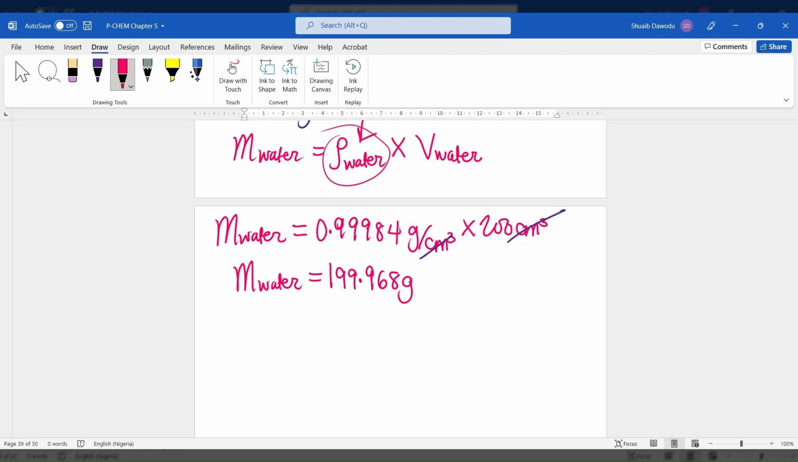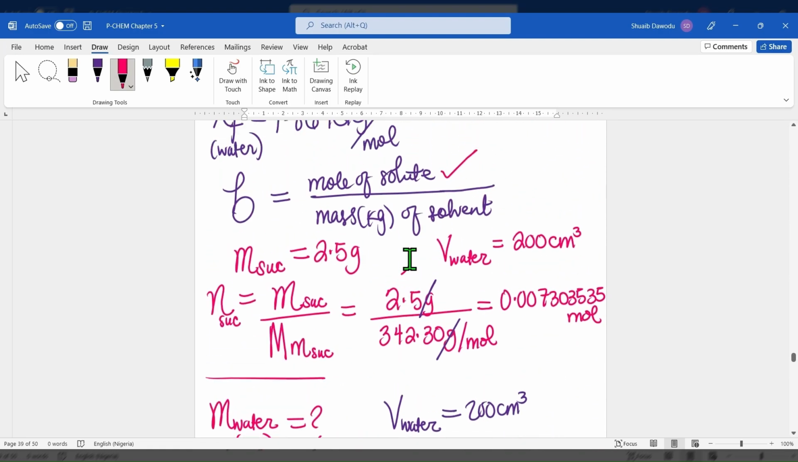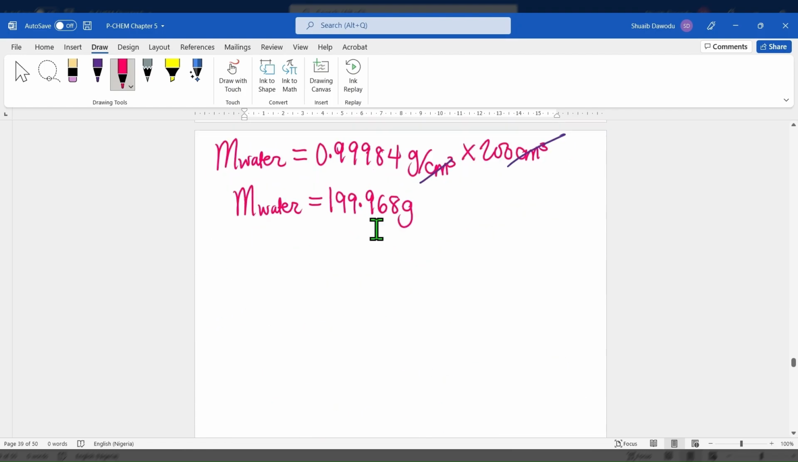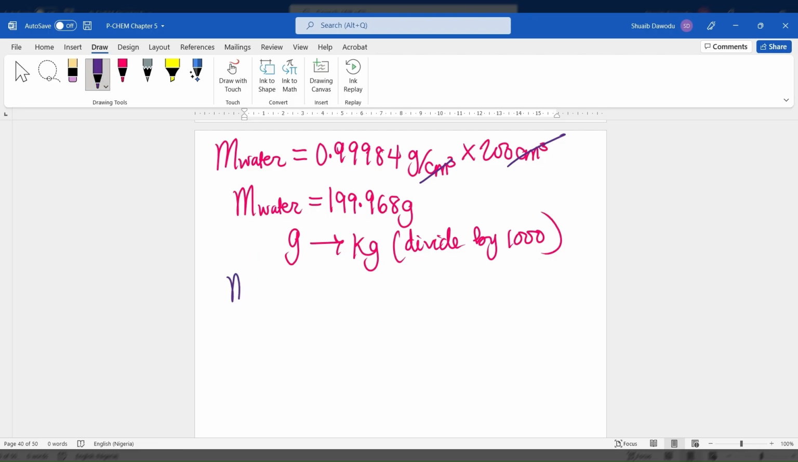But then again, remember that when we go back to our question, we've determined the mole of solute here, and then we are determining the mass of solvent, but it is the mass of solvent in kilograms. But what we have here is the mass of water in grams. So we have to go from grams to kilograms. So we're basically going to divide by 1000. And when we do that, the new mass of water in kilograms is simply going to be 0.199968 kilograms. So this is going to be what we use.